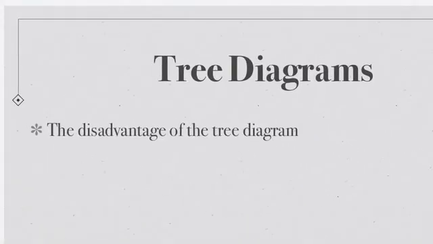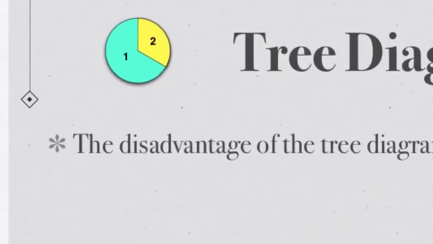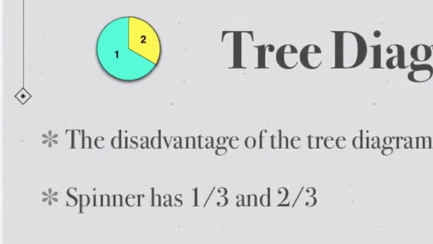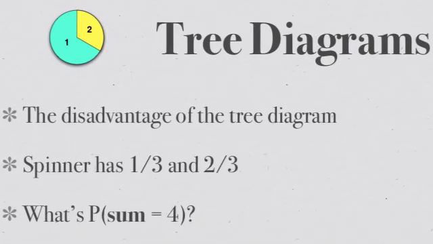What's the disadvantage of the tree diagram? Suppose we have this spinner, and it's 1/3 chance you get a 2, and 2/3 chance you get a 1. So the spinner is 1/3 and 2/3. What's the probability that the sum is equal to 4? That is, that you get both 2's.